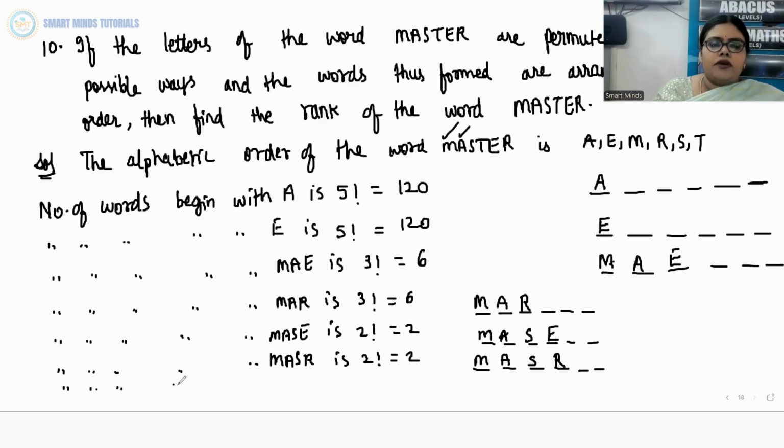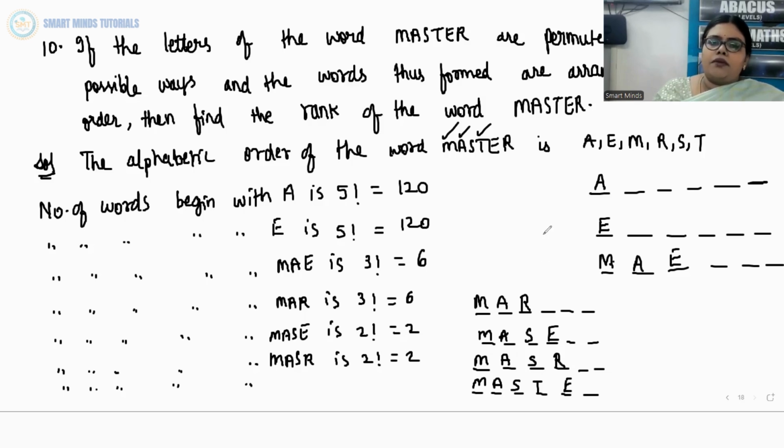Now number of words beginning with MAS is already fixed. After R, you have S. S is already fixed. After S, you have T. Now T is our requirement, so we are fixing T here. Go to the next position. When you go to the next position, you have to start from the beginning. So the first letter is A, which is already fixed. Now the next letter is E.